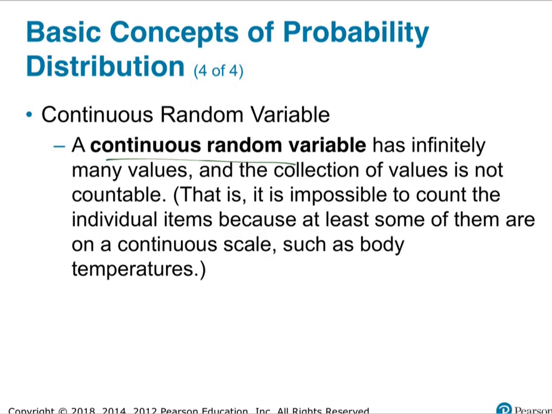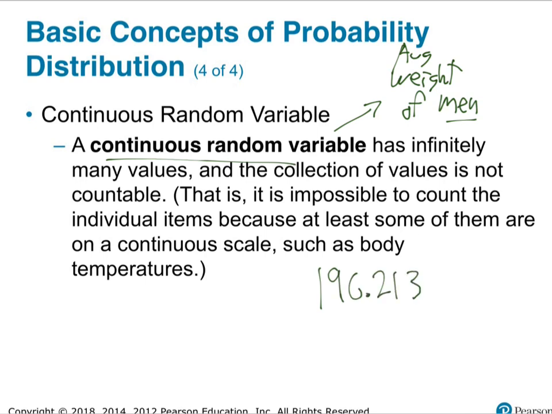So an example would be if I said, all right, what's the average weight of the men on the Fresno State football team? So that's a continuous random variable, meaning the average weight could be, I don't know, 196.2137465. Now you think, well, nobody's going to measure it that way.